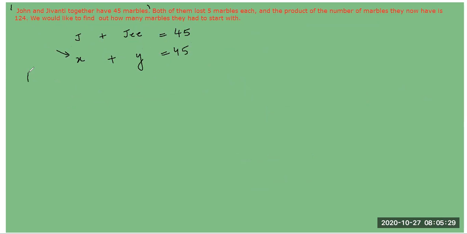But as we are studying the quadratic equations only in one variable, so we can turn the table around. How? We can imagine as their sum is 45. So if we can imagine John is having x variables, then obviously Jivanti will be having 45 minus x. This way, we can help ourselves in formulating this equation only in one variable. Now he's given one more thing. Both of them lost 5 marbles. If John lost 5, then total marbles with John is x minus 5.